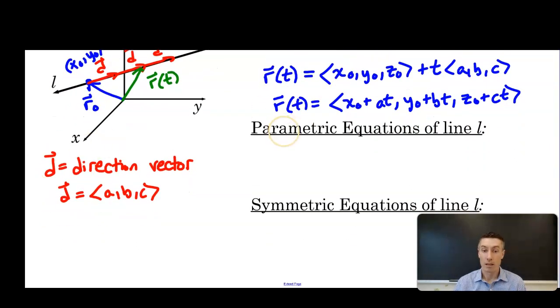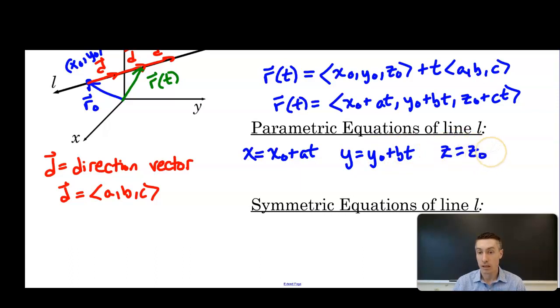Now we can write the line parametrically. So that's as simple as taking the vector equation and writing the components out as parametric equations. So this first component is the x component. So we'd have x equals x naught plus at, and then y equals y naught plus bt, and z equals z naught plus ct. Parametric equations are a little bit more familiar to us since we've used them in previous courses compared to the vector equation of the line.